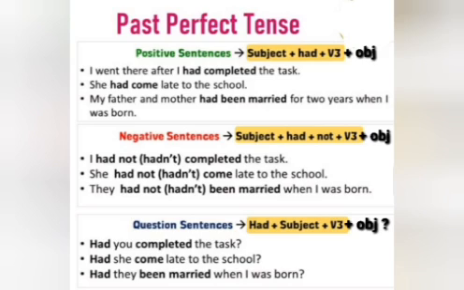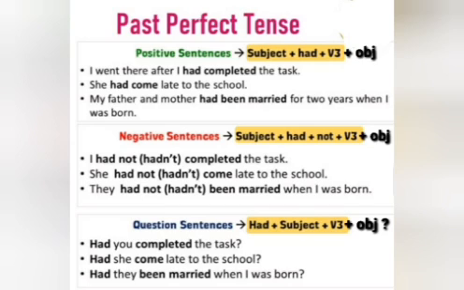Negative form of past perfect, you simply insert not. I had not completed the task. She had not come late to the school. To write the question form, we have had plus subject plus V3 plus object. Like for example, had you completed the task? Where had is from the syntax, you is the subject, completed is the verb's third form, and object is the task. Take another example. Had she come late to the school?